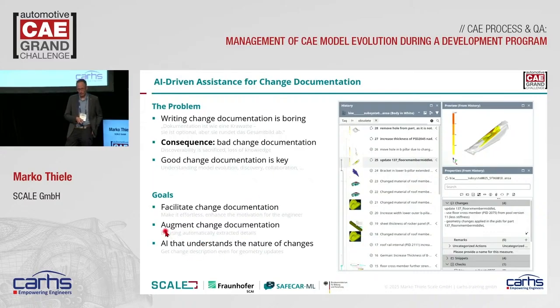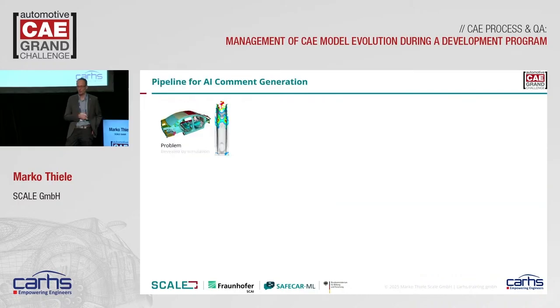What we also aim at, and this is for the research project that Mr. Garke mentioned, the Safecar ML, and it's more in the research of the Fraunhofer guys, is that AI models are capable of understanding the semantics of what has changed. Like a hole has moved from the left to the right, or a bead has been extended by a certain amount of millimeters, or something like that. But this is maybe to come.